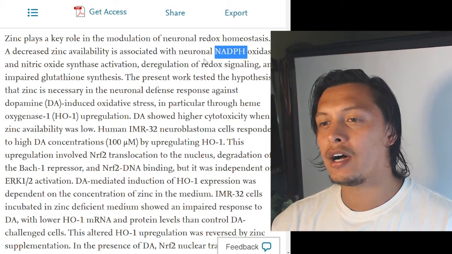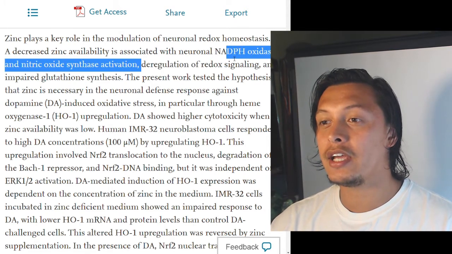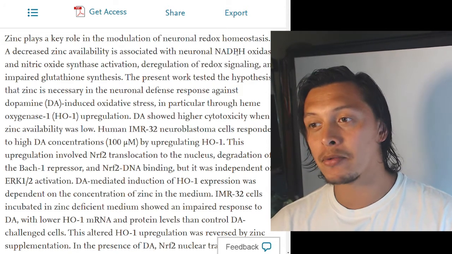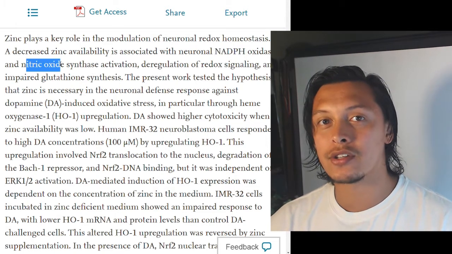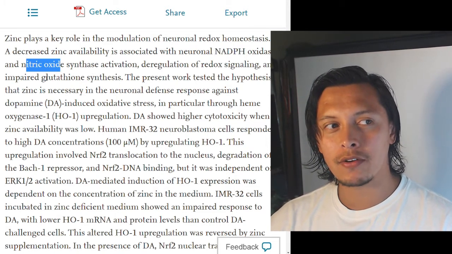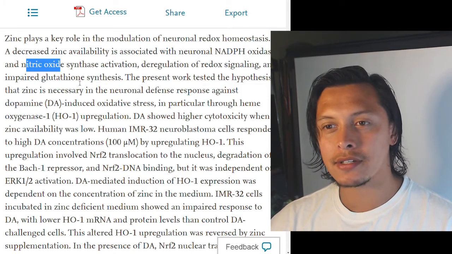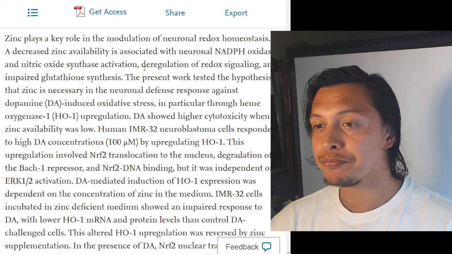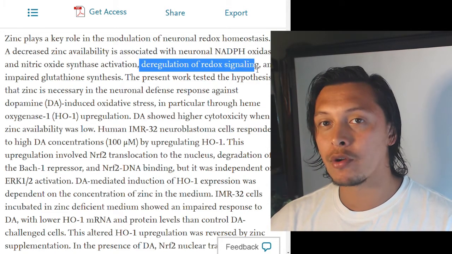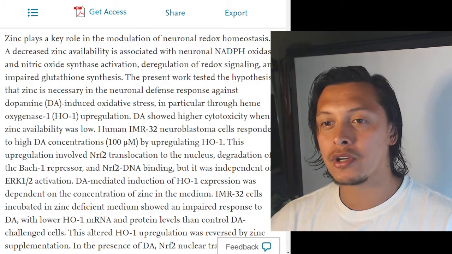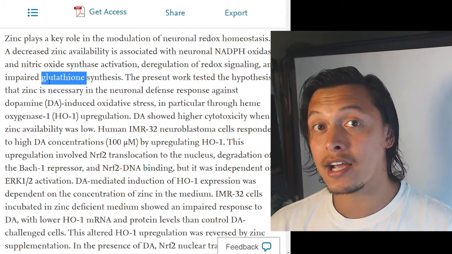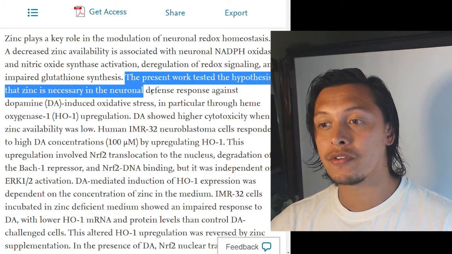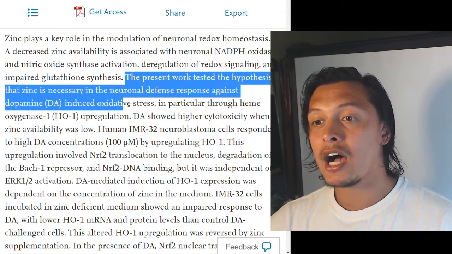And so, how do I phrase this? This is all associated with redox signaling, or reduction oxidation signaling. So remember, these are free electrons, and nitric oxide is also, if I believe correctly, I don't remember if it's a radical or not, but it's important in signaling, at least within the body. So this causes a deregulation of the redox signaling and impaired glutathione synthesis, and glutathione is an antioxidant. So the present work tested the hypothesis that zinc is necessary in the neuronal defense response against dopamine-induced oxidative stress.